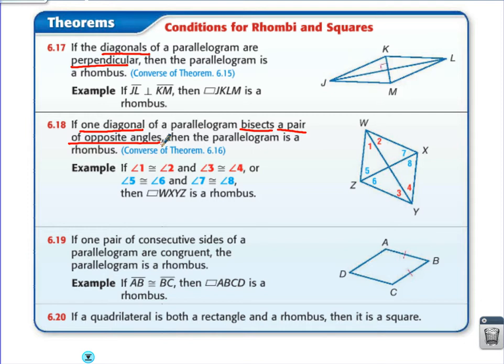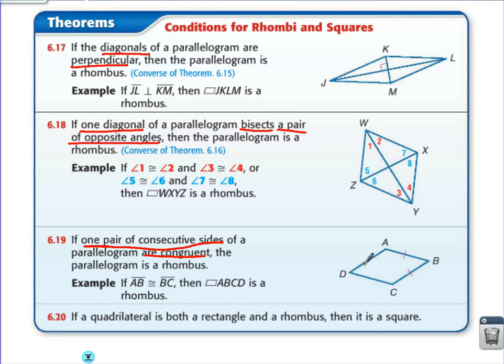If one pair of consecutive sides of a parallelogram are congruent, then it is a rhombus. Now, why do they have to be consecutive? Why can't they be opposite sides? Well, all parallelograms have opposite sides that are congruent. And the square is pretty easy. Easiest thing that we've done in this chapter. That's the 3 ways you can prove something's a rhombus.